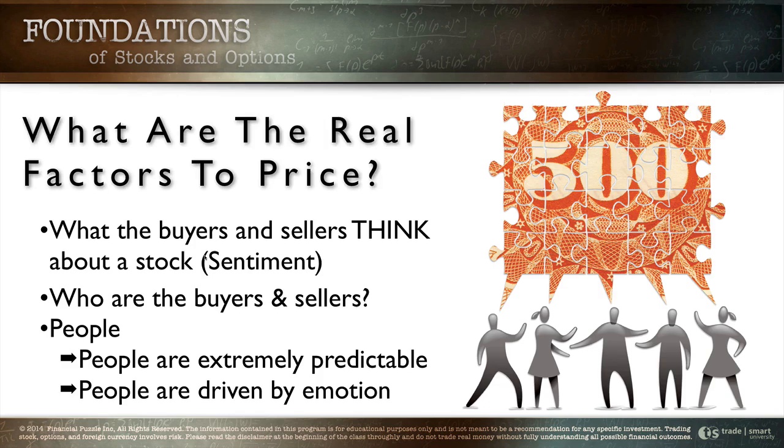And the good news about people is people are extremely predictable. How do I know people are predictable? Because people are driven by emotion. Now, if I were to say people are driven by emotion, how many of you would agree with that statement? How many of you would agree that people are driven by emotion?